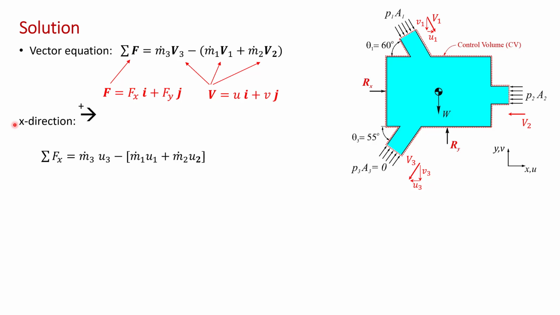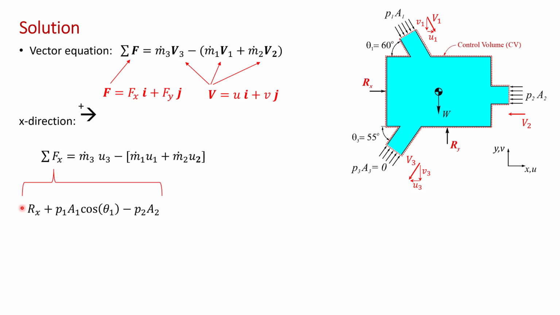So what we do is consider this equation one direction at a time. And here I'm starting with the x direction, and I'm taking x as positive to the right. So we get that the sum of the forces in the x direction, so sigma Fx, equals the rate of change of fluid momentum in the x direction. So now the momentum terms only involve the x component of the velocity vector, which is u. So we have the rate of x momentum out minus the rate of x momentum in.